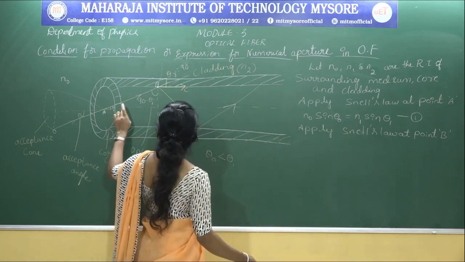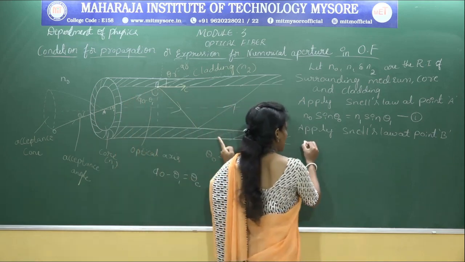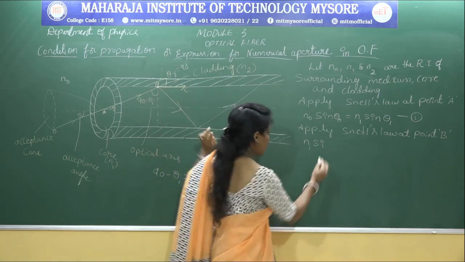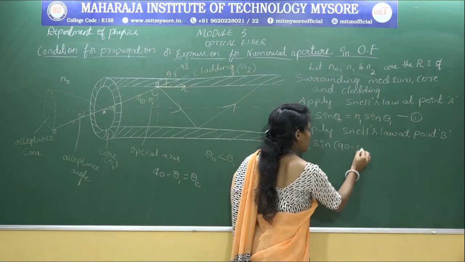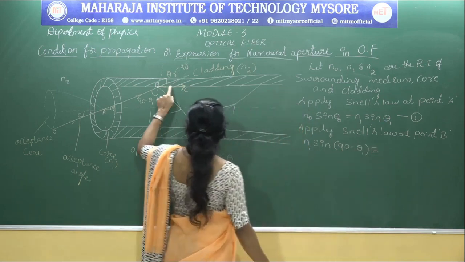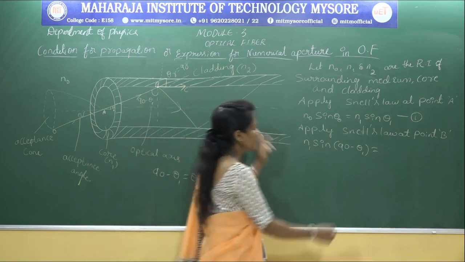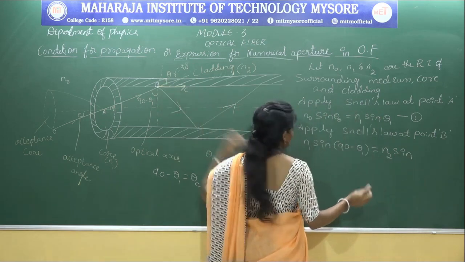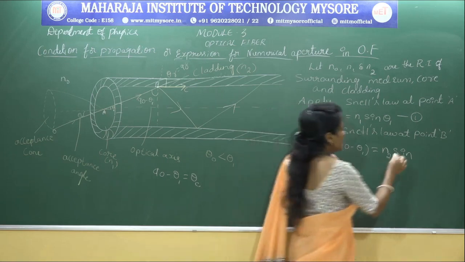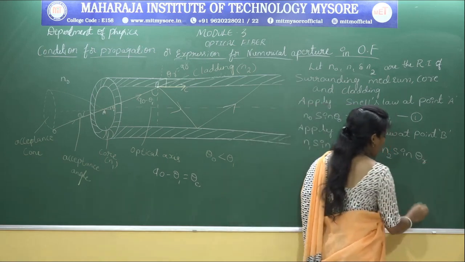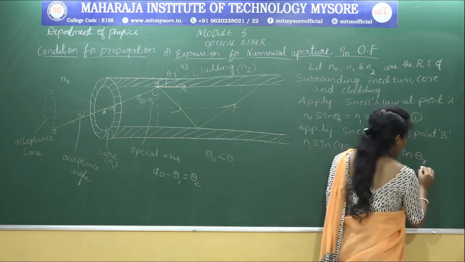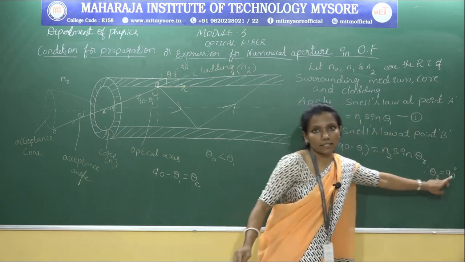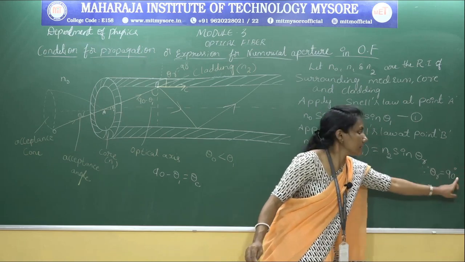Now the ray of light is from the core itself, so n1 sin of the angle it forms at point B, which is 90 minus theta 1, is equal to the ray of light passing through the cladding, so n2 sin theta r, where theta r is the angle of refraction when the ray interfaces between the two media. At that point the angle of refraction theta r is equal to 90 degrees.